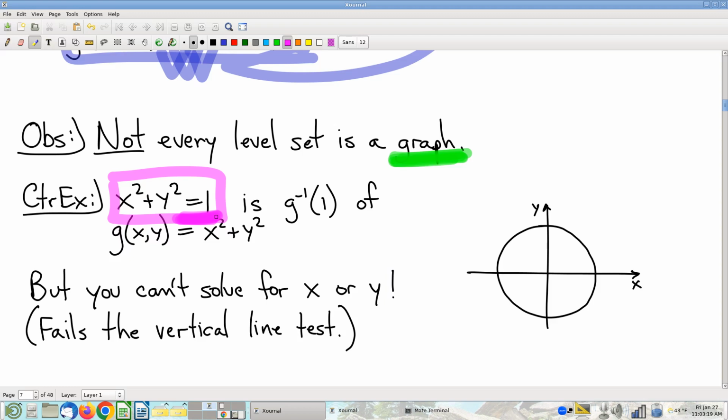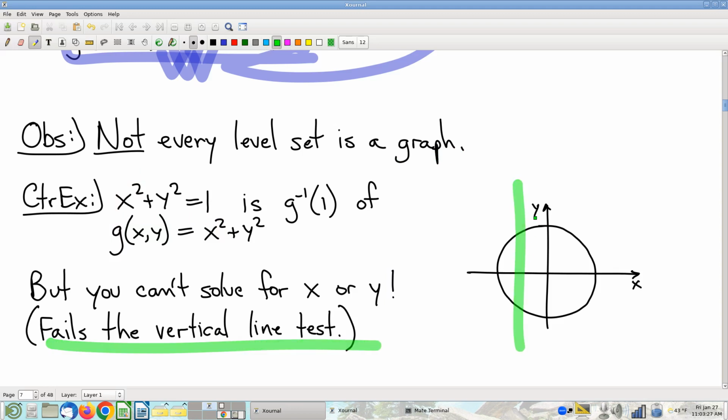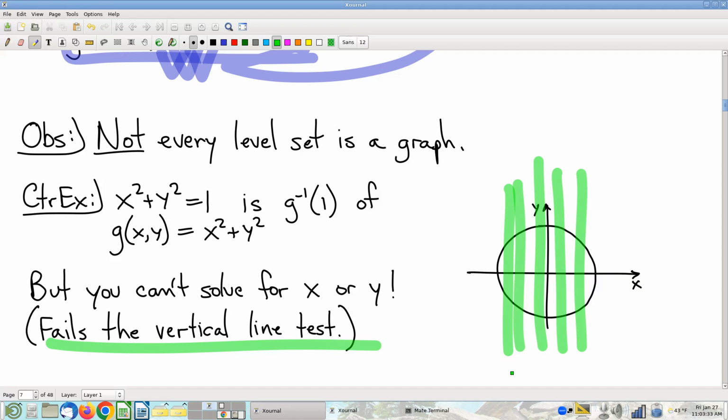Everybody happy? Everybody remember the vertical line test, by the way? I hope this is a memory from long ago, but for something to be a graph, you need vertical lines to intersect the curve exactly once. And we fail here. Okay.